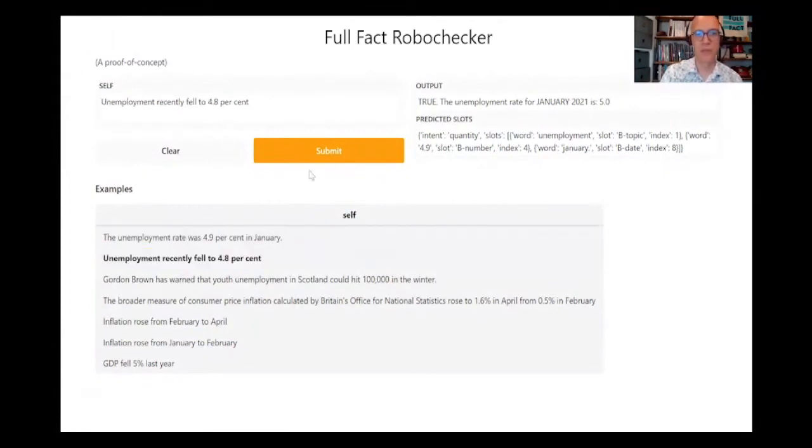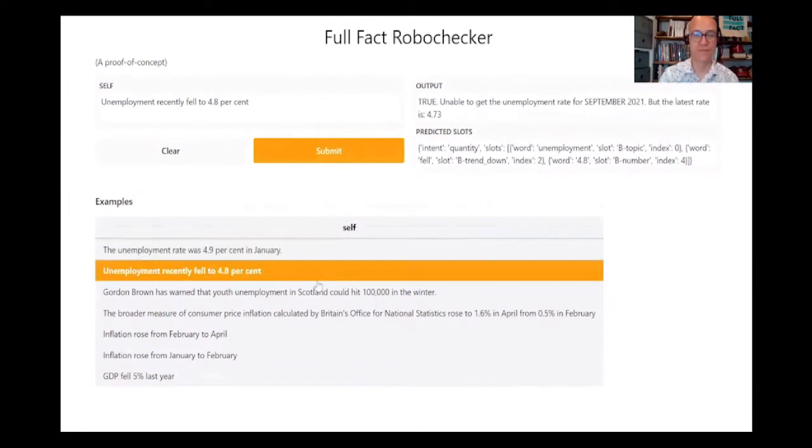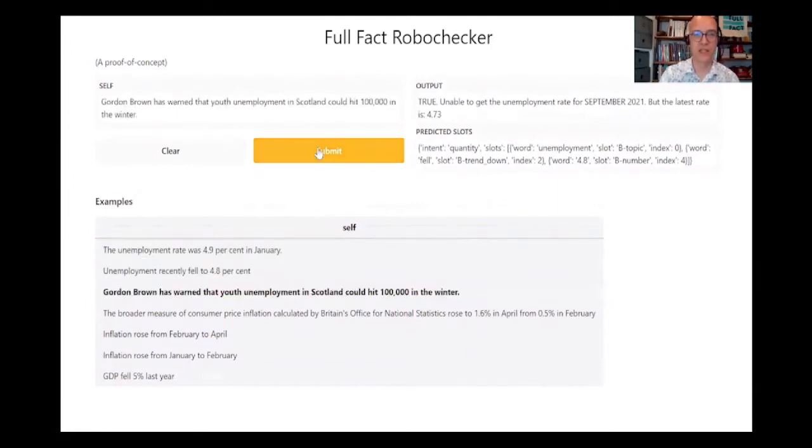So second example here, unemployment recently fell to 4.8%. This time there's no mention of a date at all. It just says recently, but the system says most recently available data is 4.73, which is close enough to what the claim says. So again, the system says true.